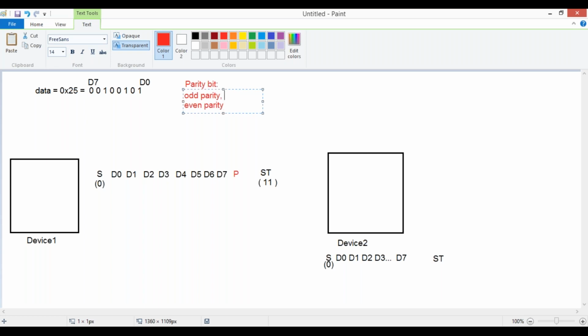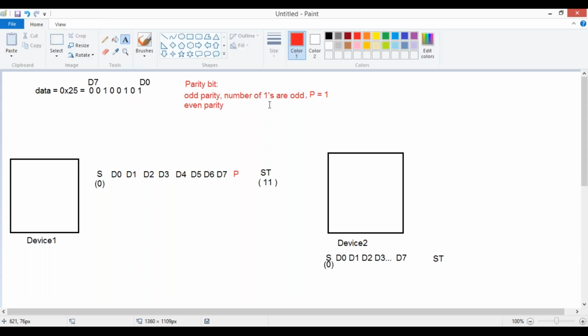Whatever data you are transmitting, you count the number of ones. If the count of the number of ones is odd, then you can say it's an odd parity, and you can set your parity bit as 1. So you count the number of ones, and if the number of ones is odd, you set p equal to 1. That is nothing but odd parity.